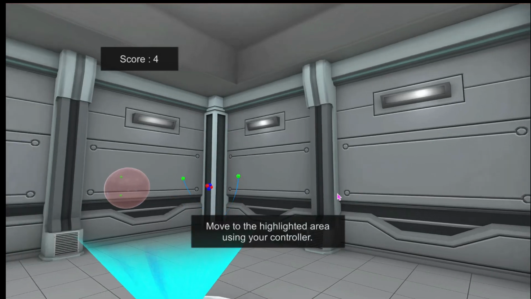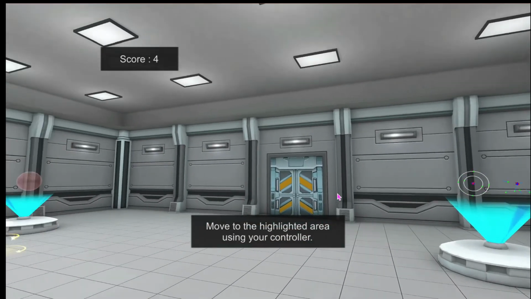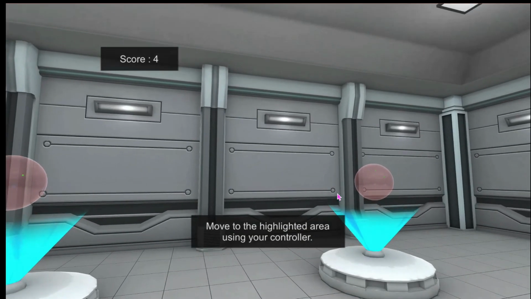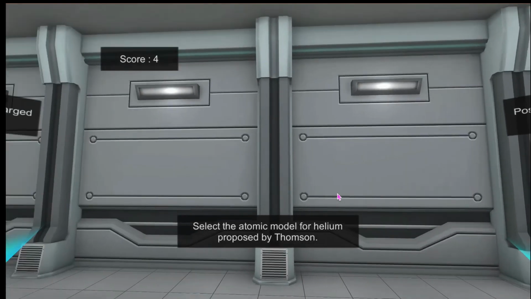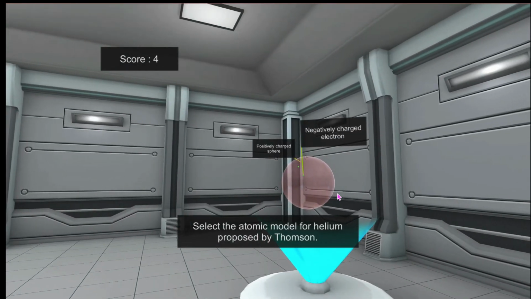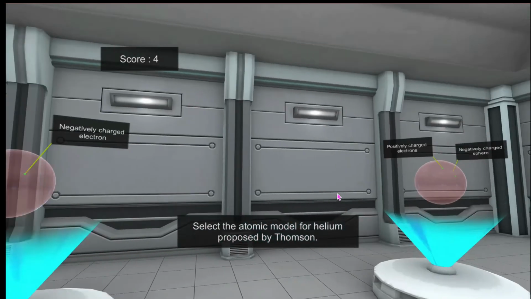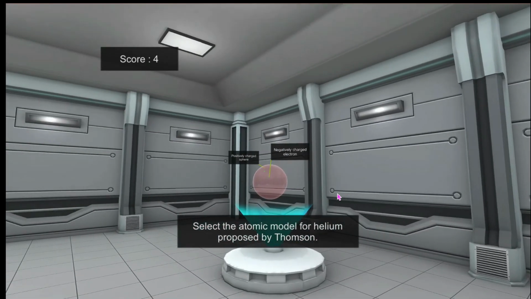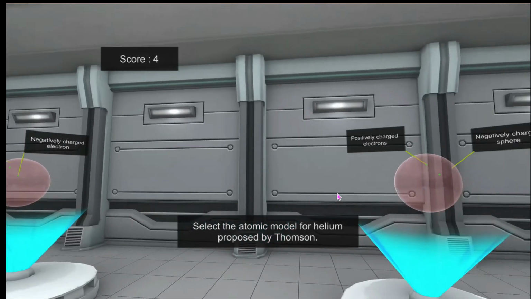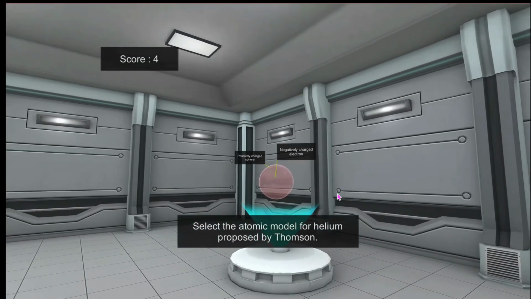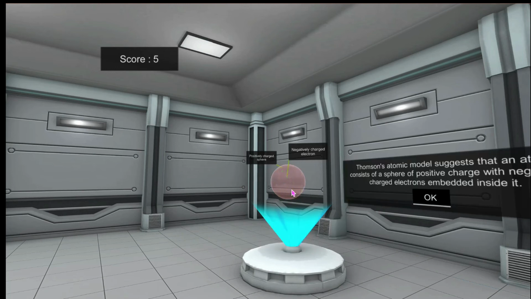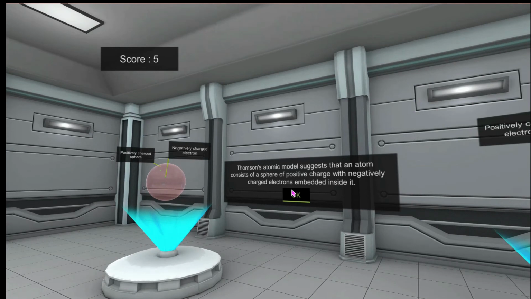Move to the highlighted area using your controller. Select the atomic model for helium proposed by Thomson. Right! Thomson's atomic model suggests that an atom consists of a sphere of positive charge, with negatively charged electrons embedded inside it.